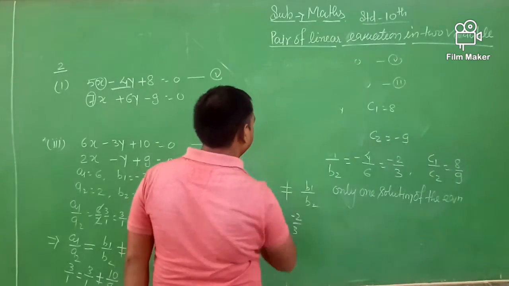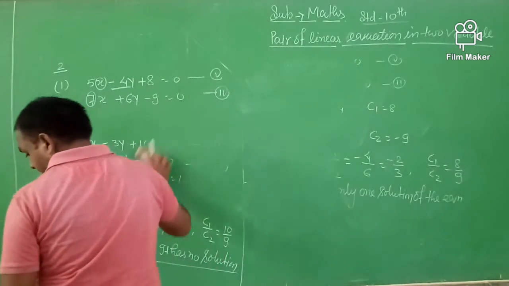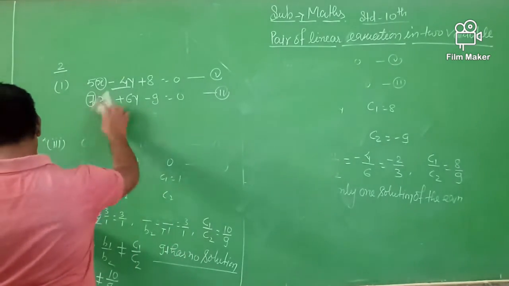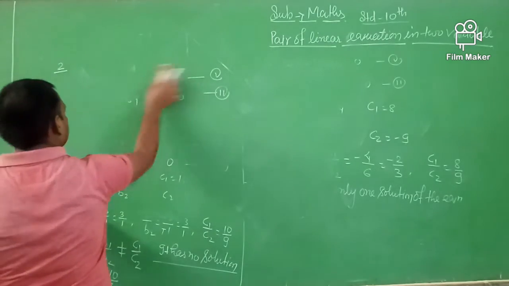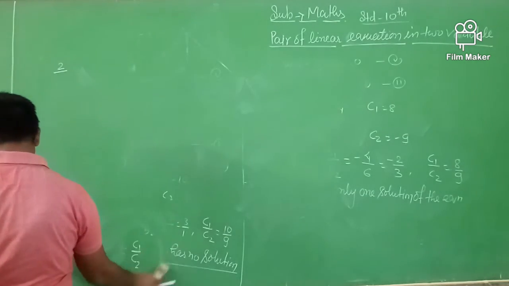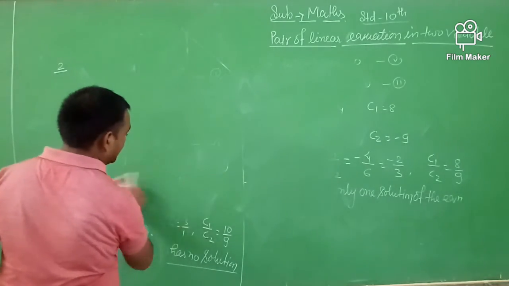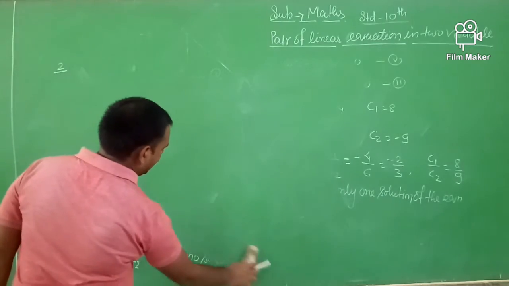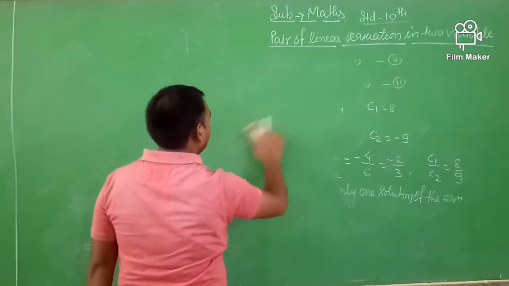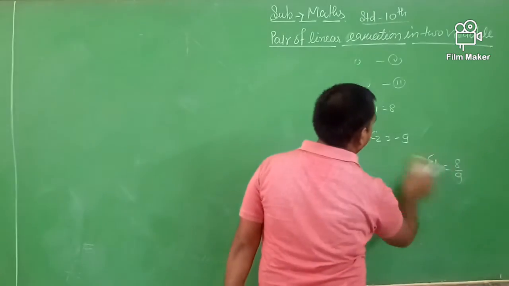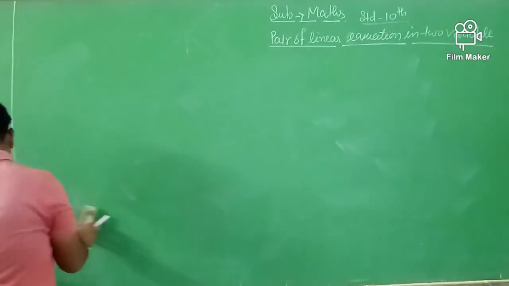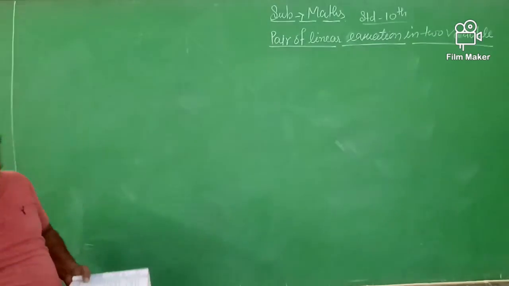Next questions are given here. On comparing the ratios a1 by a2, b1 by b2 and c1 by c2, find out whether the following pair of linear equations are coincident or not coincident. Coincident means it has many solutions, and not coincident means it has no solution. So the same method you can apply for these questions.